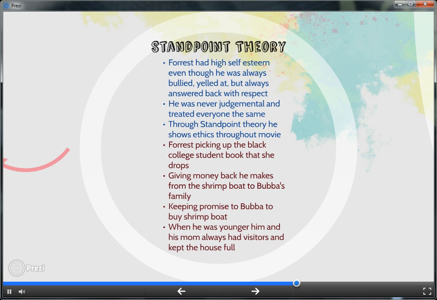Ethics are the beliefs, values, and moral principles by which we determine what is right or wrong. Forrest has a high self-esteem, even though he was always bullied and yelled at, especially by Jenny, but always answered back with respect. He was never judgmental, and he treated everyone the same. Through standpoint theory, he shows ethics.